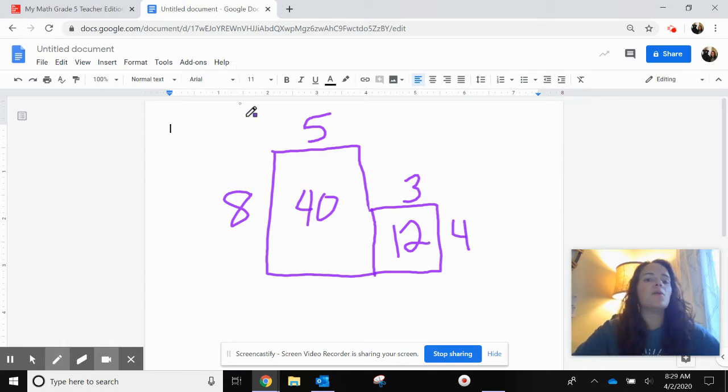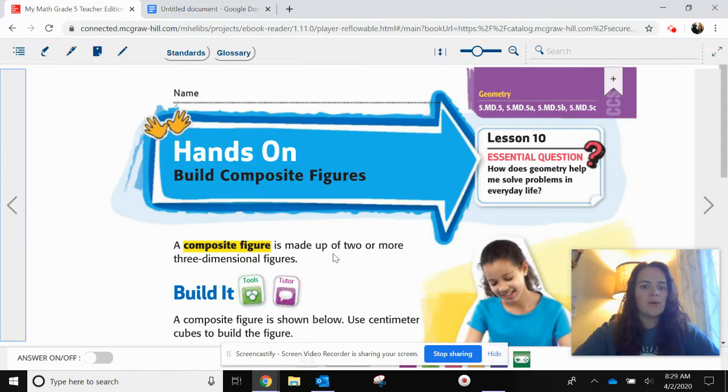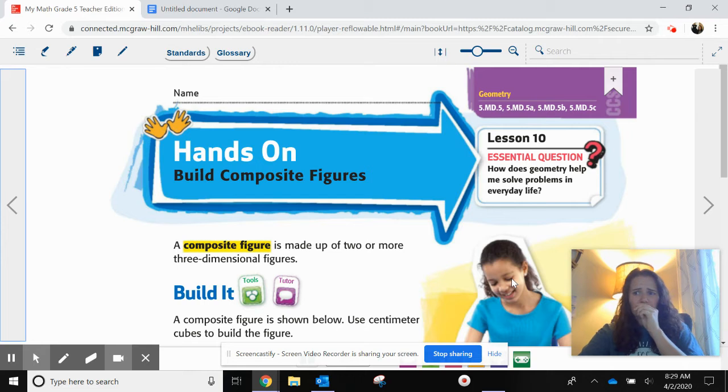Okay, so let's take that same idea and apply it to volume. I need you to go to page 961 with me, please. Today we're talking about composite figures. Composite figures are the same idea as rectilinear figures for area, where we have more than one prism combined to make this funky looking shape.